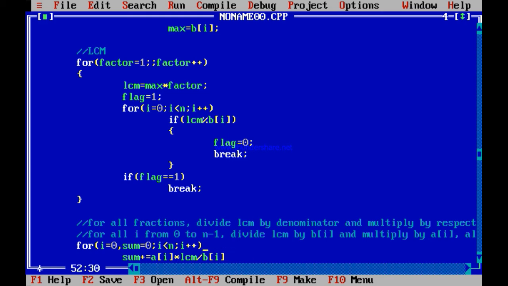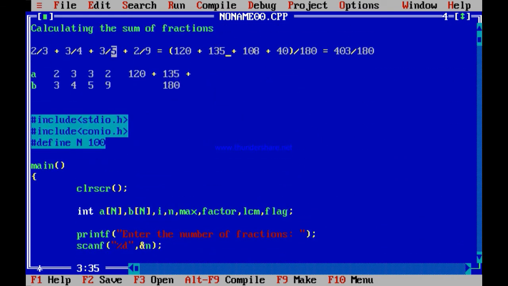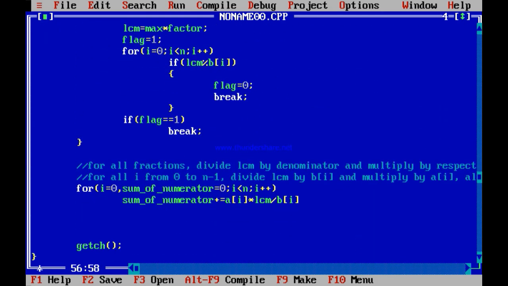Sum of numerator. You can rename this variable as sum of numerator. I just give it a big name. The variable has been renamed as sum of numerator. And what is the denominator? Denominator is the LCM itself. If you remember, LCM was this denominator. Here I had shown you. The LCM itself is the denominator. However, the sum of numerator has been calculated this way.